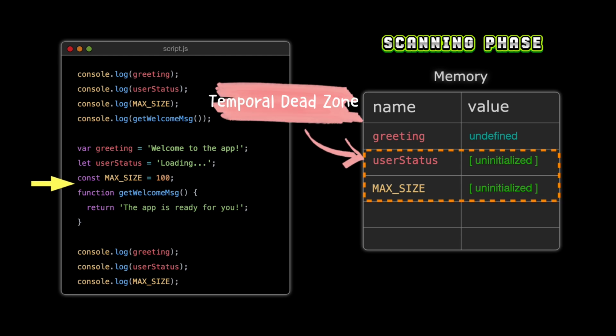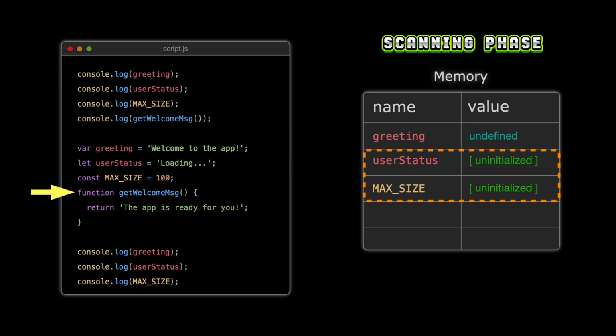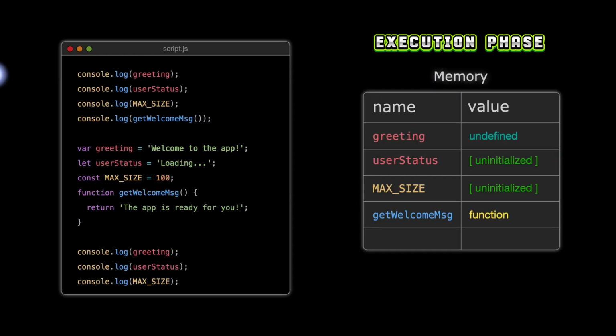And our function, getWelcomeMSG, JavaScript treats it like a VIP and hoists the entire function to the top. It's ready to be called right from the get-go. Now that the scanning is done and our declarations are hoisted, it's time for the execution phase. Let's start from the top with our console.log statements and see how JavaScript handles each one.